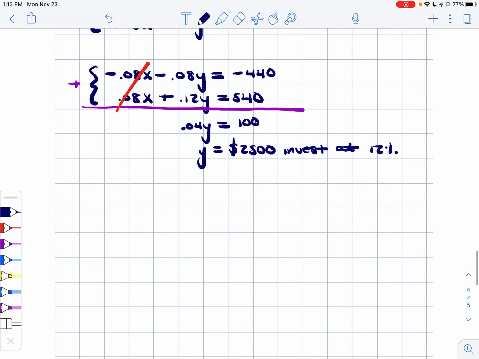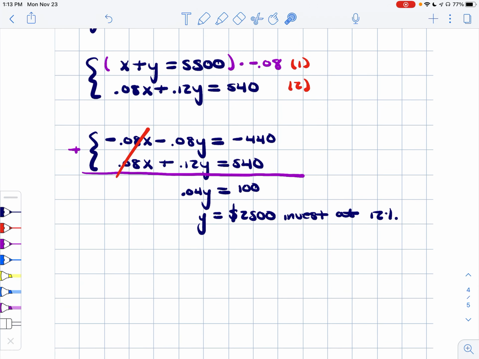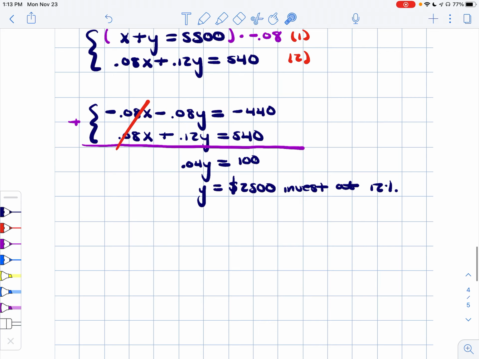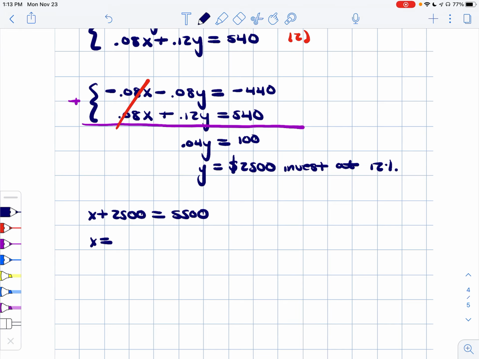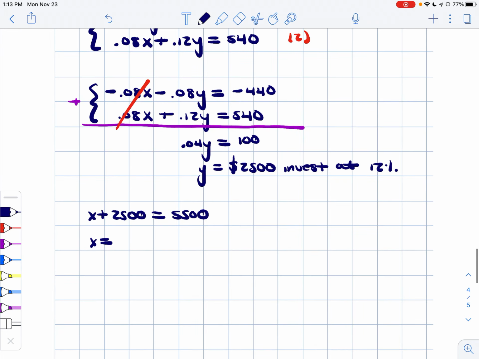All right, and then just plug this back in, and you can plug it into either equation 1 or 2. I think 1 looks a little bit easier. So we'll have x plus 2,500 is equal to 5,500. And if we subtract the 2,500 over, we get $3,000 invested at 8%. So that's our solution. $3,000 invested at 8% and $2,500 invested at 12%.